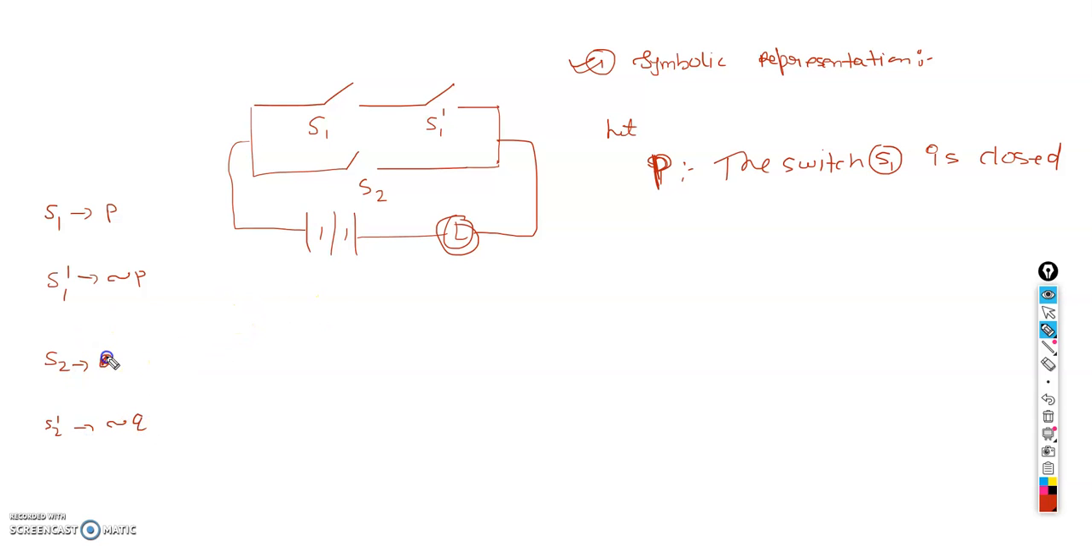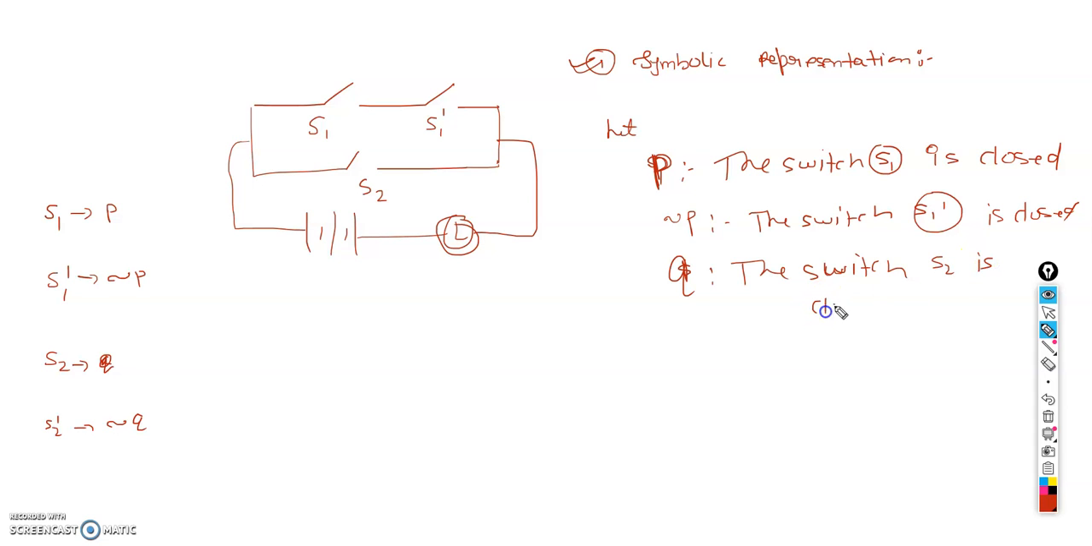Now similarly, I am getting S1 dash also, so I will say negation P, and I will write: the switch S1 dash is closed. Similarly, because we are getting a new symbol, I will write Q: the switch S2 is closed, and then I am saying that my lamp is on. Now the symbolic final output is going to be what? I will start with the first line. So I have P and I have negation P.